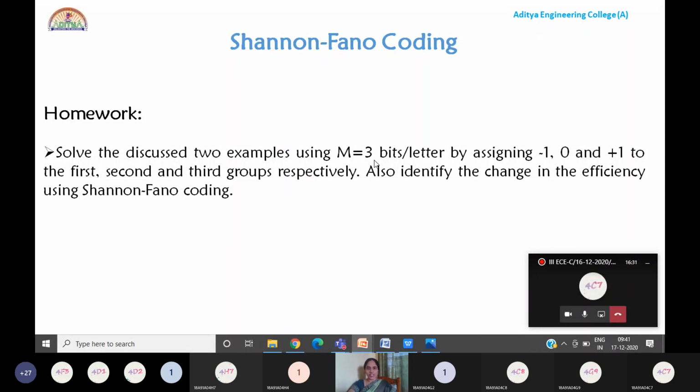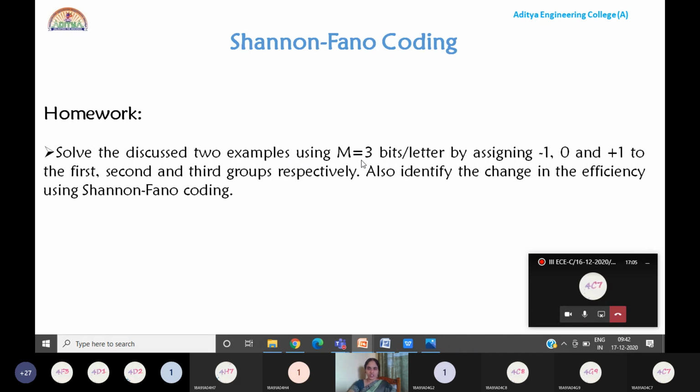So here let us consider m equal to 3 bits per letter. For the partition value m equal to 3, please assign -1, 0 and +1 to the first, second and third groups respectively. Whenever m is 2, we partition into 2 subsets. So a complete set is partitioned into 2 subsets, and we assign 0 to the upper subset and 1 to the lower subset.